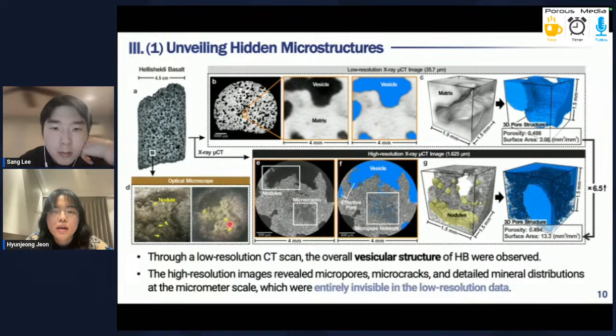you can see here. And by capturing these hidden features, we found that the surface area is actually 6.5 times larger than what low-resolution data suggested, despite having nearly identical porosity levels. So yeah, this dramatic surge in surface area is driven by these hidden microstructures, specifically micropores and structures like nodules. So let's take a closer look at these two key features to understand their role in mineralization.